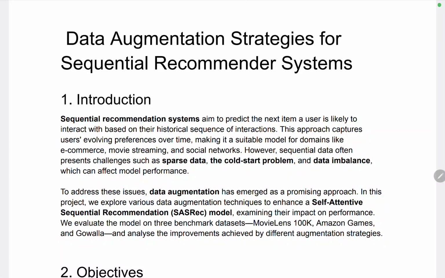Hello everyone. Today I'll be presenting on data augmentation strategies for sequential recommender systems. This approach aims to improve the performance of models that predict what a user might want next based on their previous interactions, particularly by handling issues like sparse data, cold starts, and imbalanced interactions.